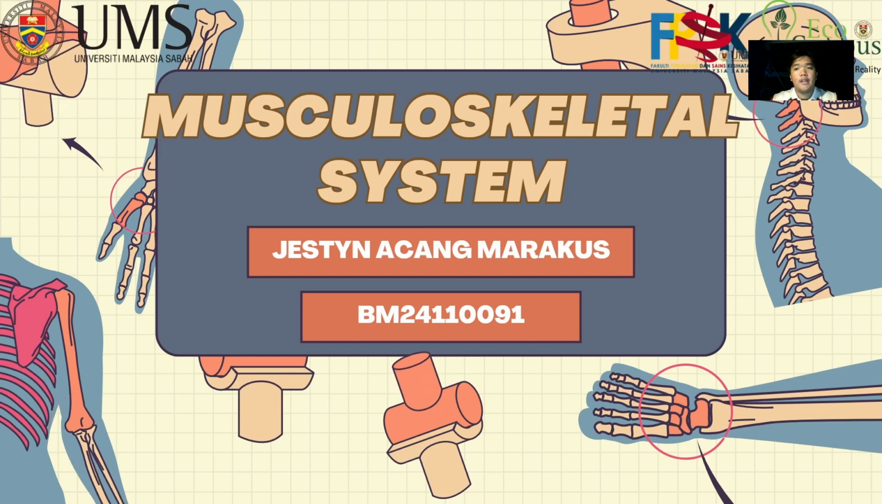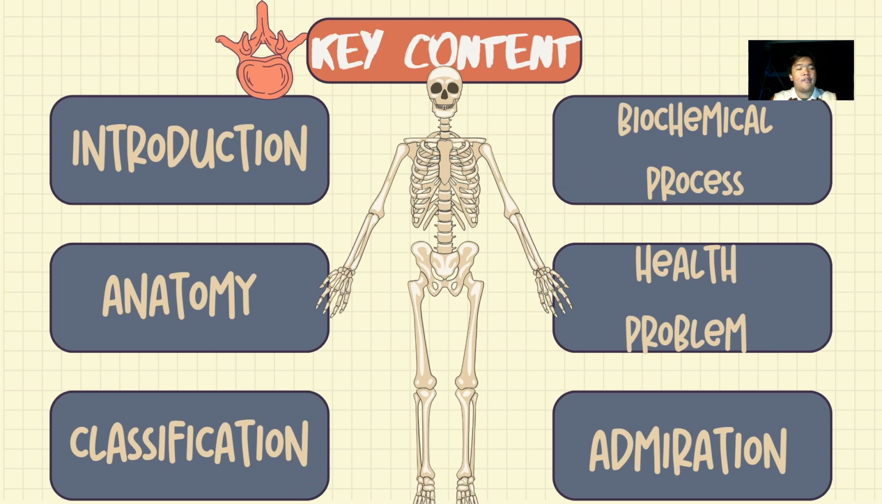BM24110091. So today I would like to speak about the musculoskeletal system. Here are a few contents that I would like to highlight today. First is the introduction, where I would like to explain what the musculoskeletal system is, and next the anatomy and classifications of the bone, specifically in our system, and biochemical processes, where I would like to bring two processes: hematopoiesis, and the second one is bone remodeling. The next one is about health problems, where I would like to speak about osteoporosis, and lastly the admirations, where I would like to shout out who to admire in this particular field, which is orthopedics.